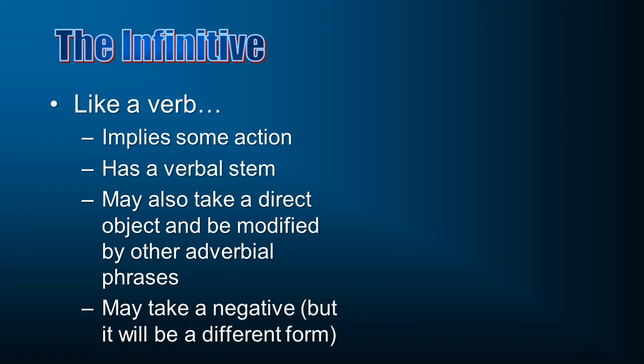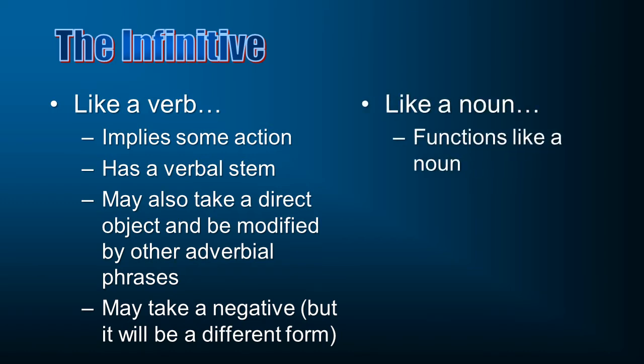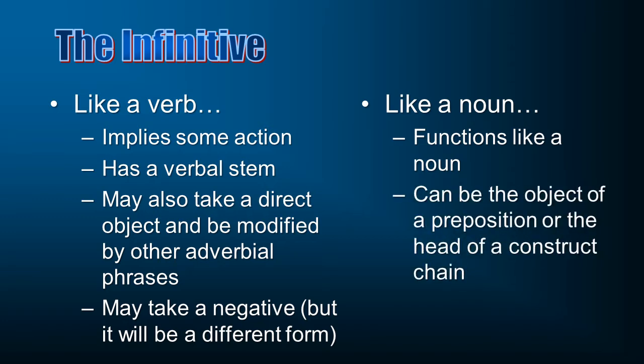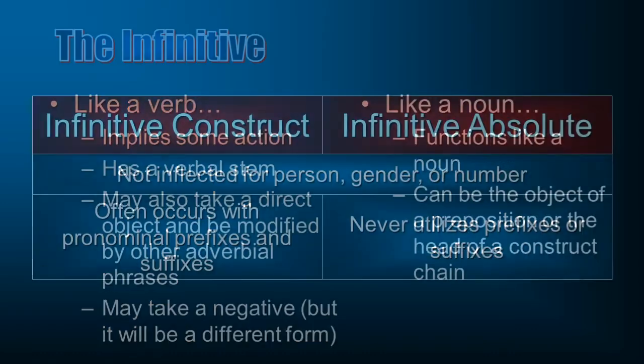It may take a negative. I could say to kill or not to kill. Hats off to William Shakespeare. But if so, that will take a slightly different form for the negative. It is also like a noun in that it functions like a noun. It has the idea of sort of standing still. It can be the object of a preposition, to be killed, or the head of a construct chain.